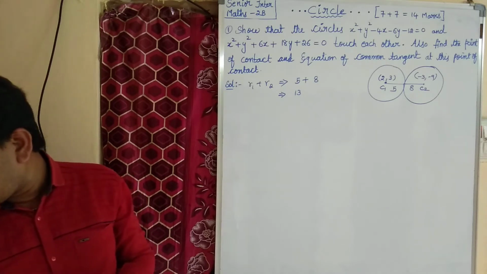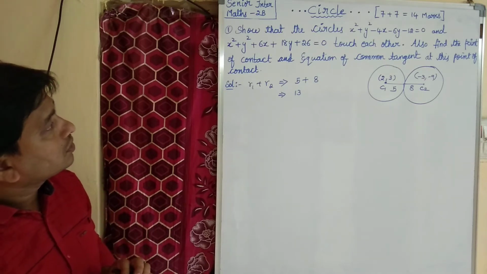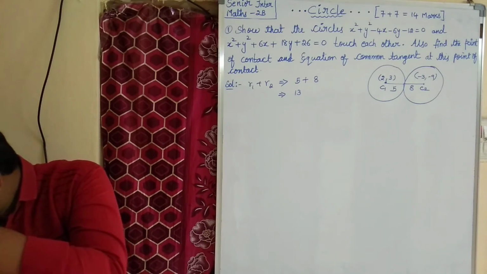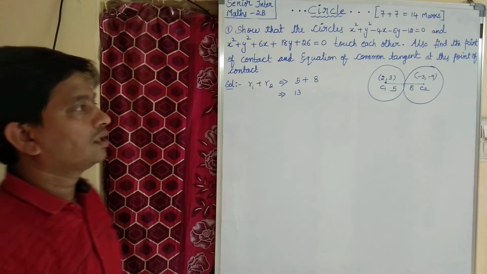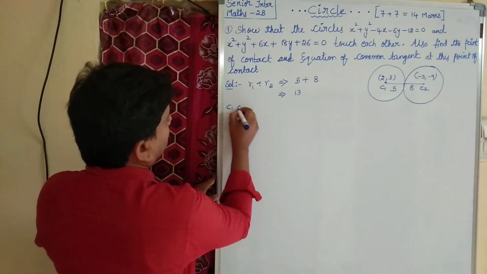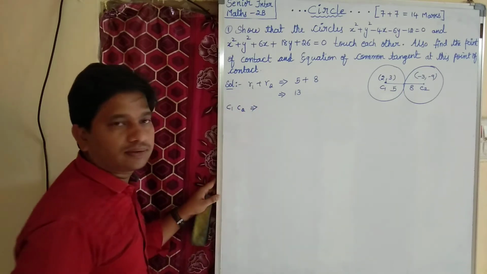So R1 we got 2. So children, once check R1 value, how much we got? Yes, 13 only, correct. Now let us find C1 C2, I mean the distance between 2 points.